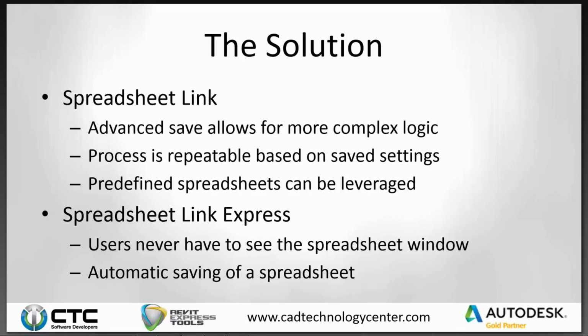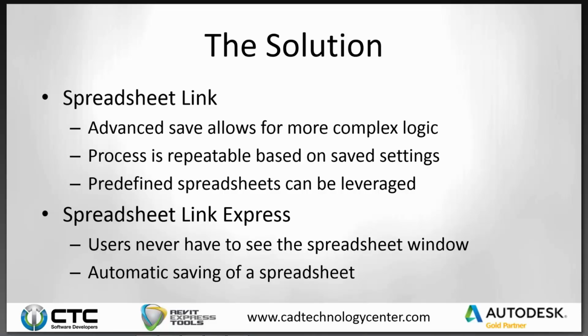You can also have some automatic saving of a spreadsheet for automatic exports on a regular basis. So if you want data pulled out of the model, extracted for somebody else to be able to use or consume in some fashion, you can use Spreadsheet Link to help pull this out and automatically save a spreadsheet when the user clicks the button to tell it to update that data.